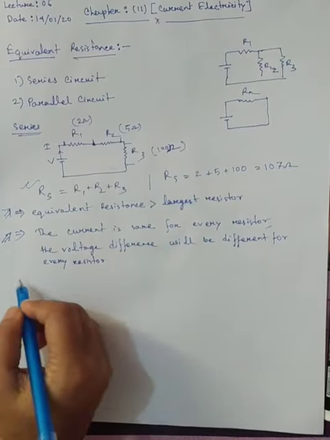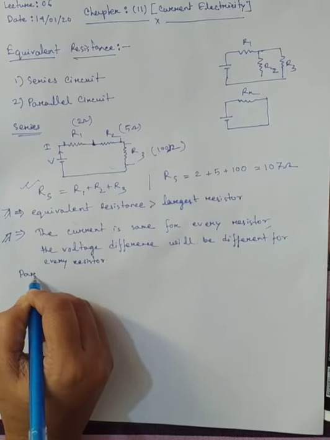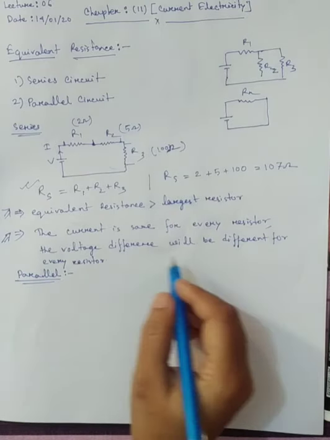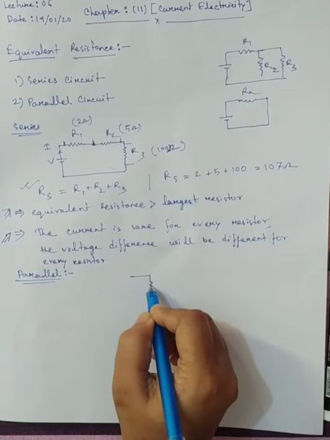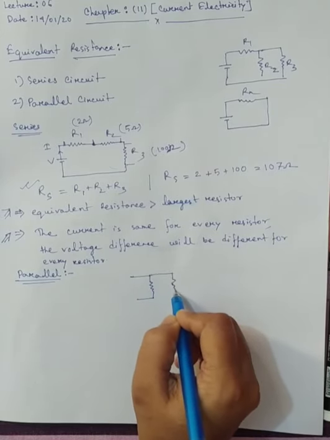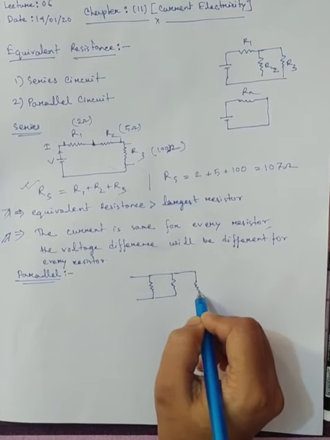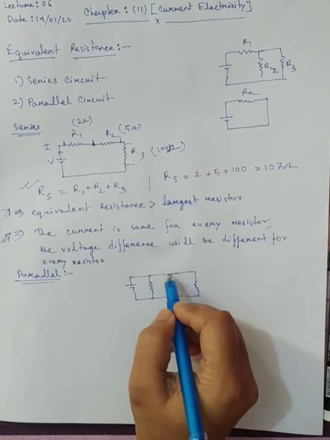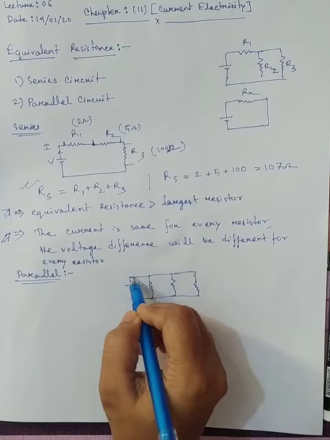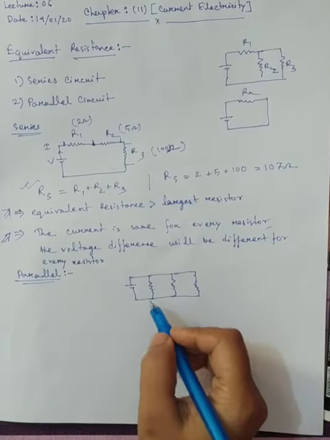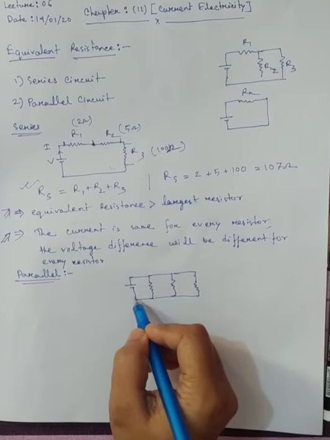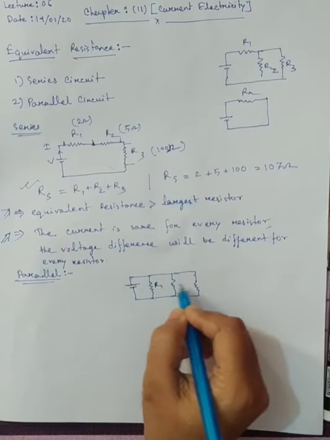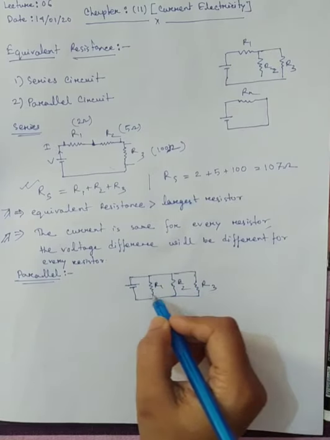Now we will try to know about parallel circuits. What is called a parallel circuit or parallel combination? Whenever resistors are connected in such a way that all the starting points of all resistors are connected to a single point of the source, and all the ending points of all resistors are connected to another point of the source. For example, in this circuit I've used 3 resistors over here.